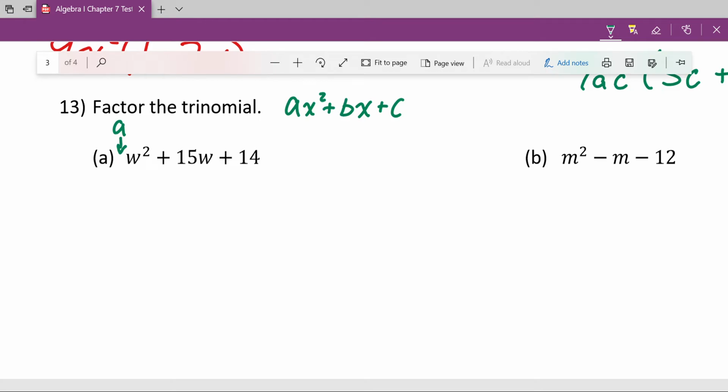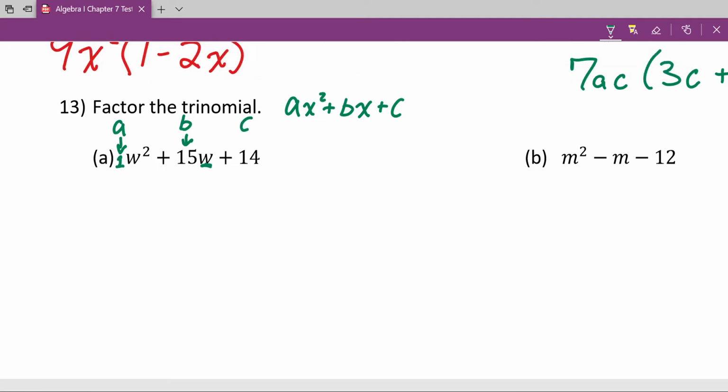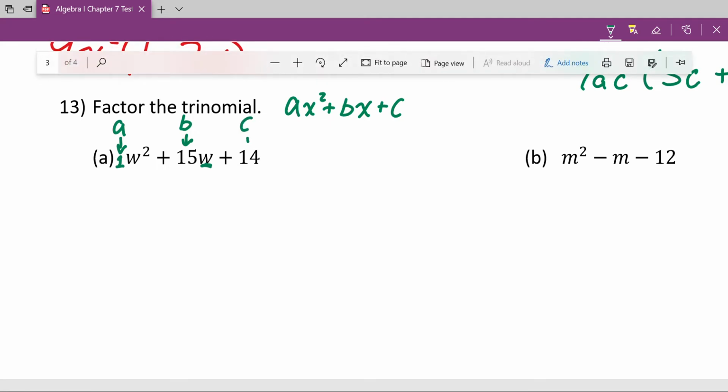And because it's invisible, I actually know that it is a 1. 1 times w squared doesn't have to be stated as 1 times w squared. It can just be w squared. So I know that a is 1. B is where the variable doesn't have an exponent, which is right here. So B is simply 15. And C is where there is no variable, so C is 14.